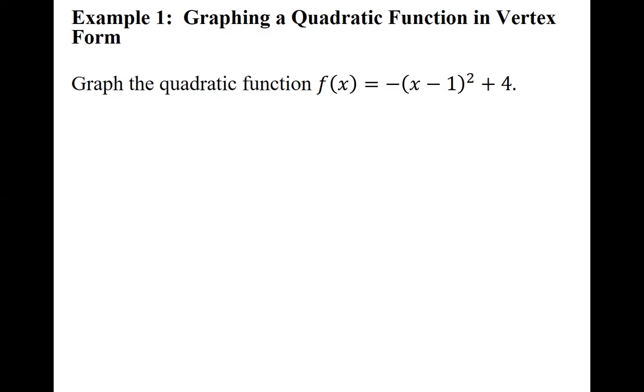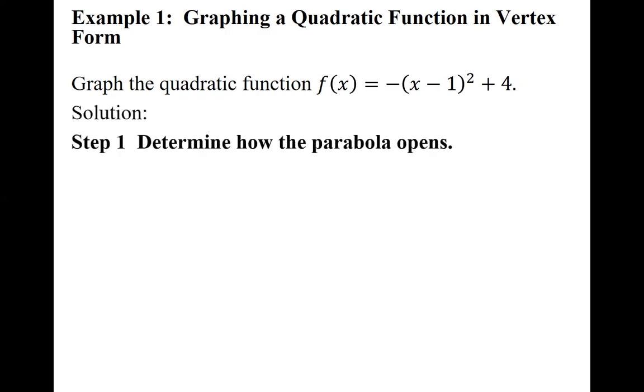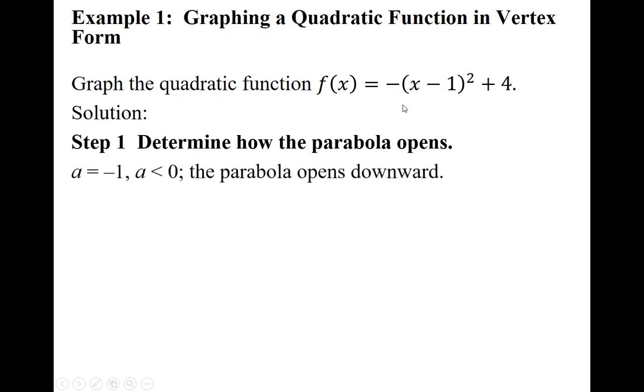So let's graph the quadratic function f of x equals negative (x minus 1) squared plus 4. First, we need to determine whether the parabola opens up or down. We look in front of the parentheses. There's a negative there, which means the coefficient is negative 1. Negative means that it opens downward. So the arrows will point down.